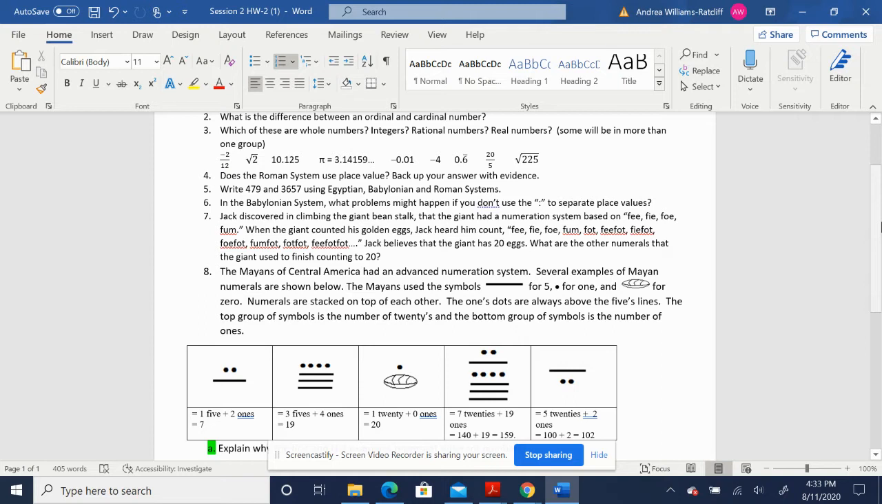Since it isn't, that means it's going to be irrational. If it's irrational, it can only be irrational and real. 10.125 is a terminating decimal. It ends, so that is a rational number. If it's rational, it must also be real.